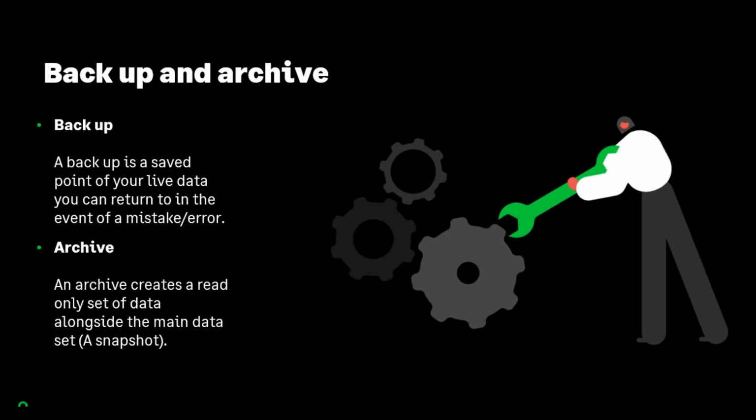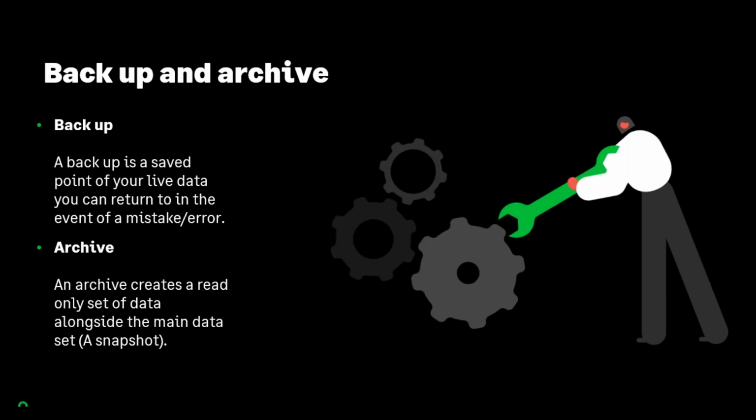Now an archive is a wee bit different. An archive creates a read-only set of data alongside the main data. It's a snapshot, like a photograph. With it being read-only, you can't load it like a backup and continue to process. It's just going to display what's already been done in that period in time. Most people do this at year end, but it can be done at any time in the program. It's a great thing to use for an audit, especially if you're deleting data. You might want to flick back and have a look.